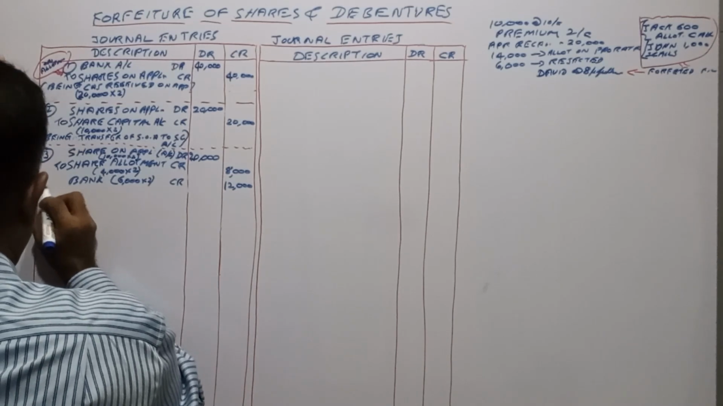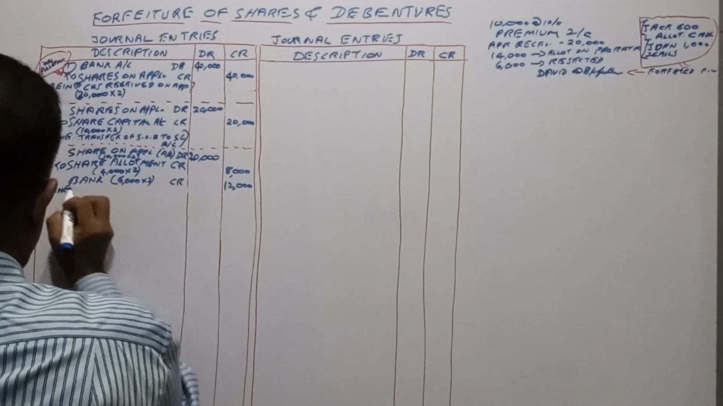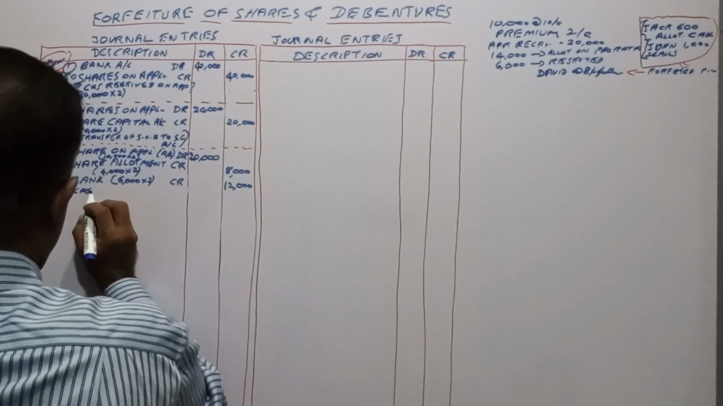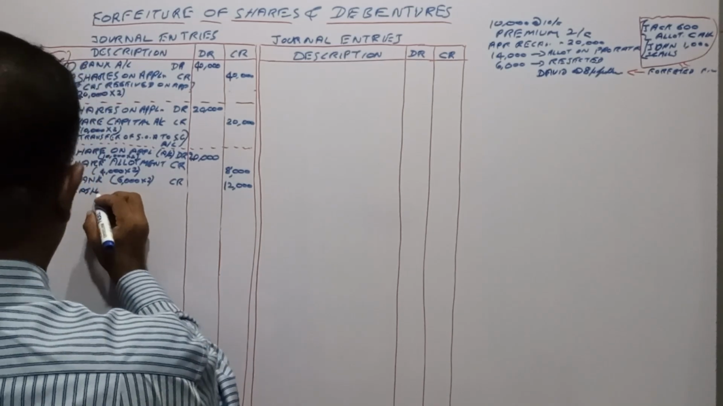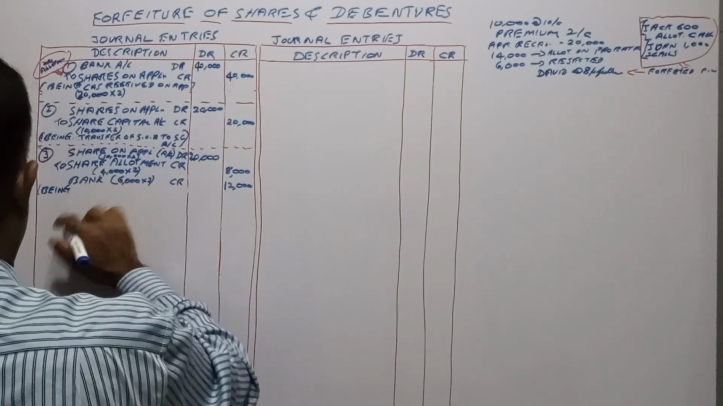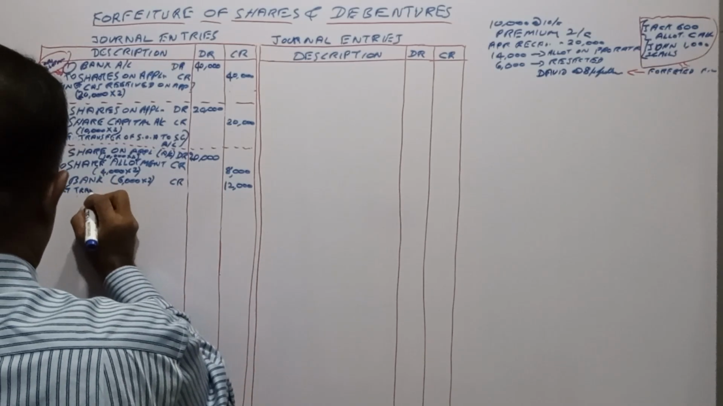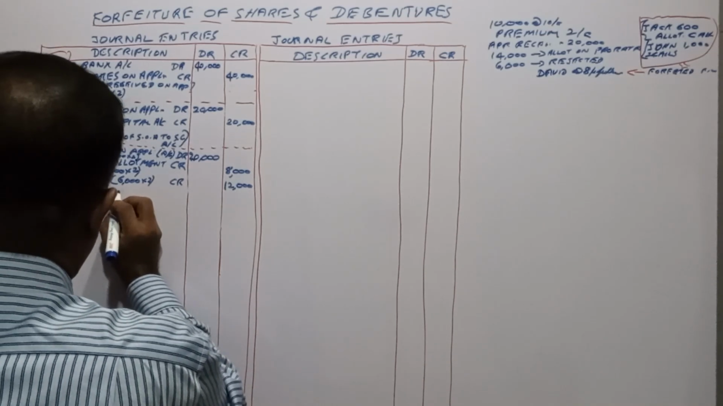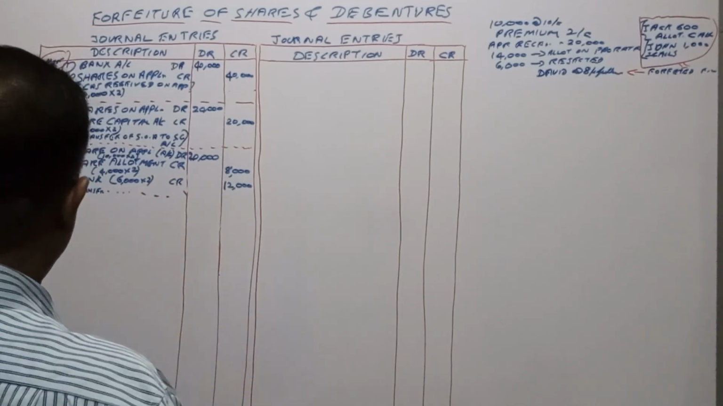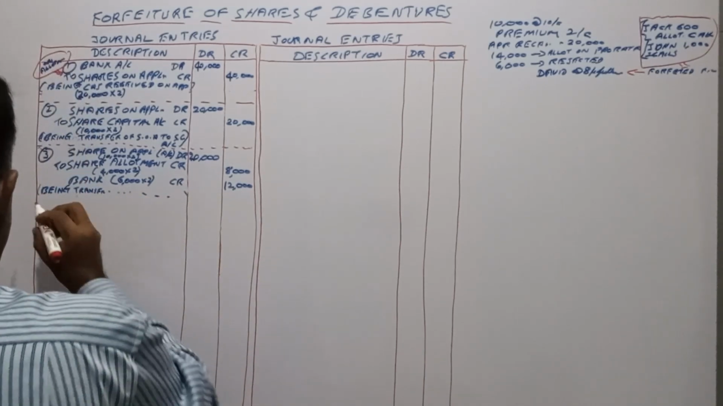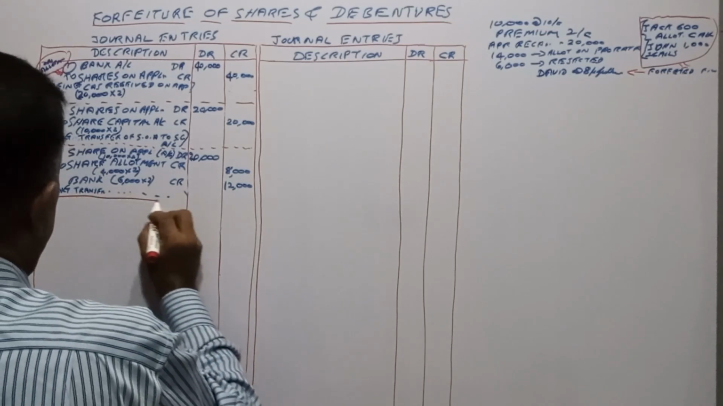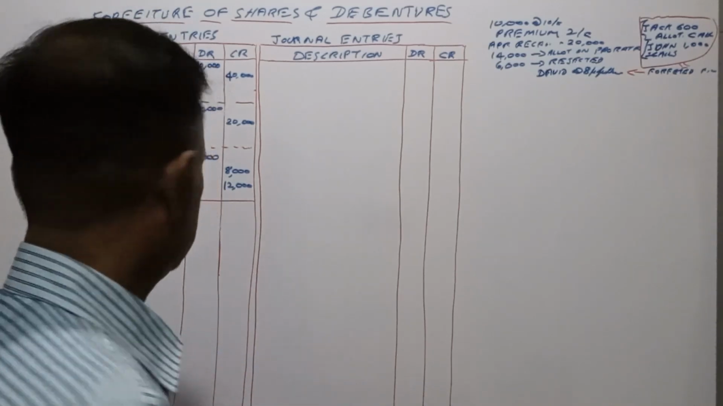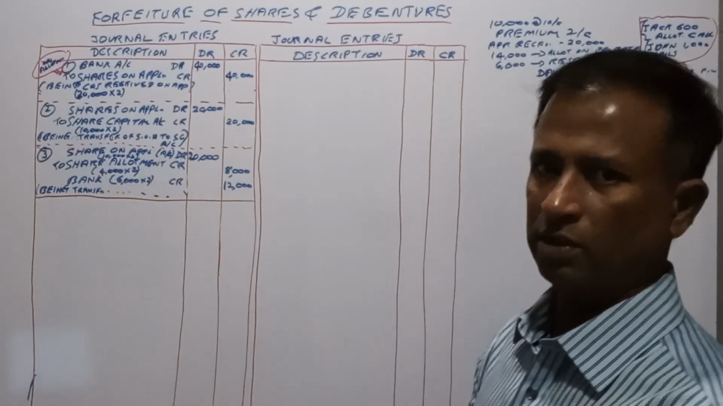The narration is being cash and transfer of account, right. You have to write the narration. This is for the share allotment level. This is for the share allotment account.